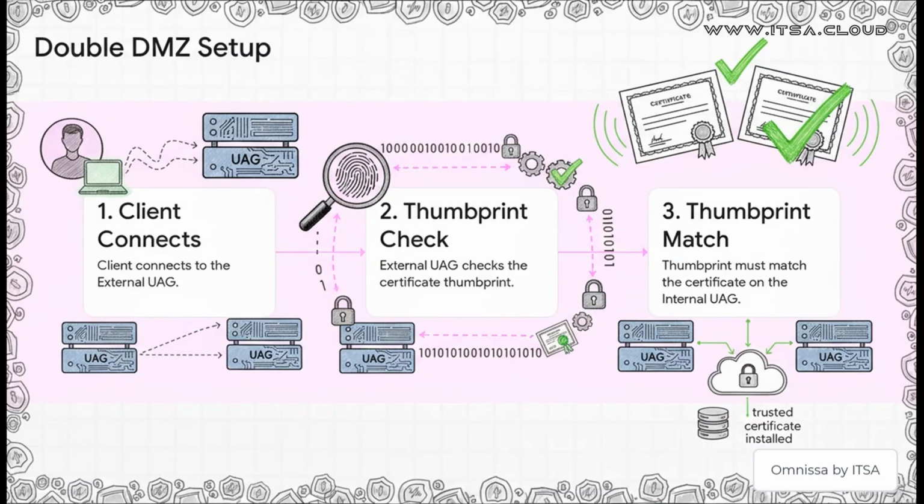So in some really high security environments, you'll see something called a double DMZ. Think of it as having two security checkpoints instead of one. You've got an external UAG and an internal UAG. Now, for this to work, the one on the outside has to trust the one on the inside. How does it do that? It checks the certificate's thumbprint, which is just a unique digital fingerprint. And here's the kicker. For those thumbprints to match up, both of those UAGs have to be using the exact same trusted certificate. It's a mandatory part of the setup.